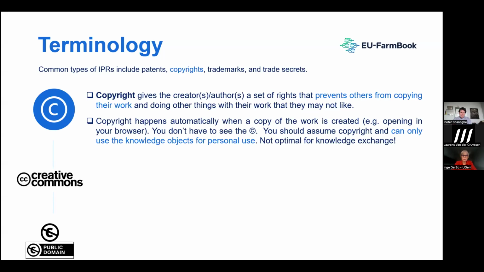And we know that every work that is invented, that is created, somehow there is a copyright on it. You have the symbol C with a circle around it, but it happens automatically. You don't have to ask any institute for it. You don't have to see that symbol. You should always assume copyright on everything that you consult. And you can only use knowledge objects, now I'm looking specifically at this session, the knowledge object only for personal use.